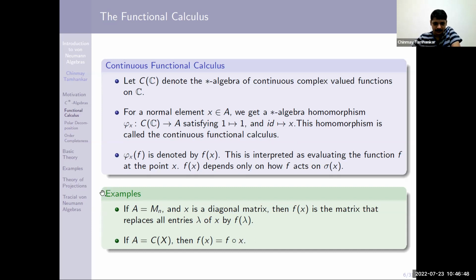Here are some examples of this continuous functional calculus in action. In the case of matrix algebras, if x is a diagonal matrix, then f of x is just the matrix that replaces all entries lambda of x by f of lambda. And if A is the algebra C(X), then f of x is nothing but f composed with x. This is the continuous functional calculus.